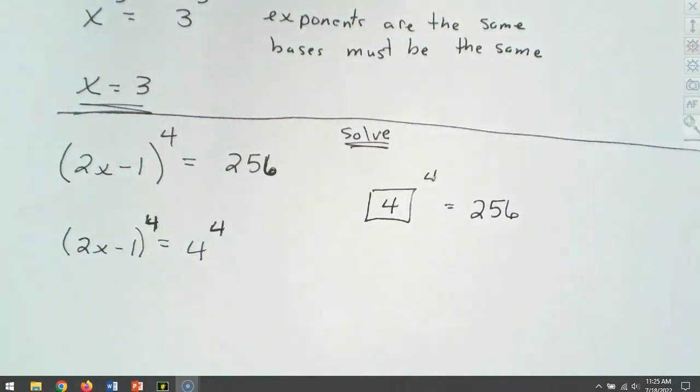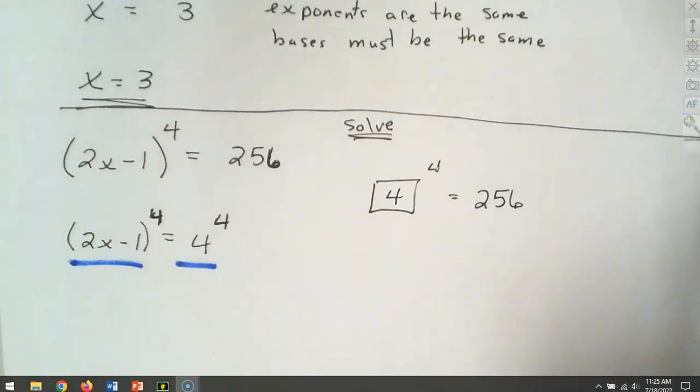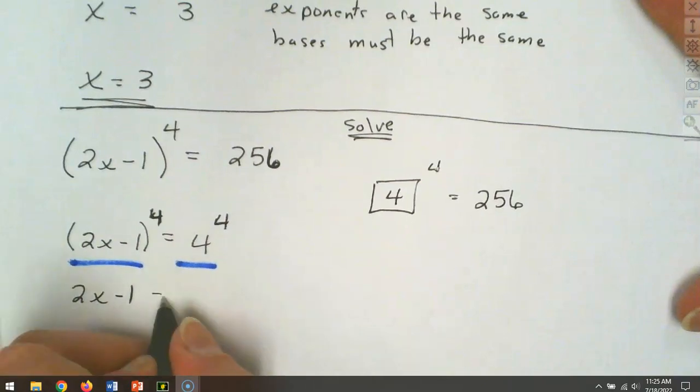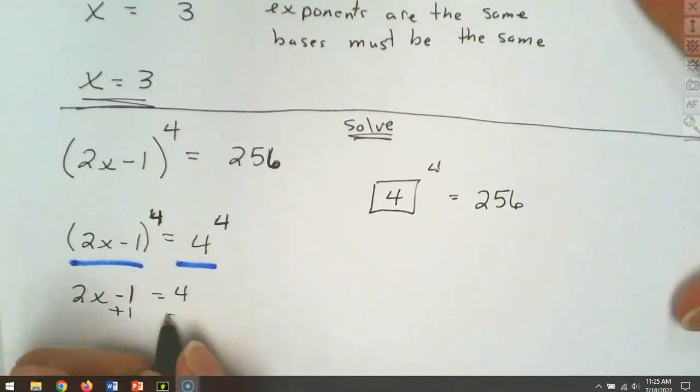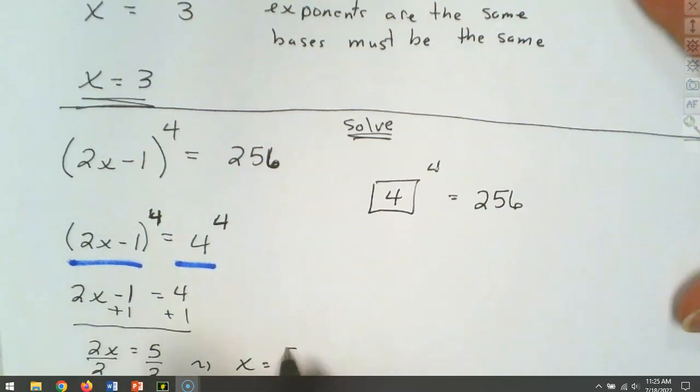And what do we know from here? Well, from here, we know that the exponents are the same, right? So the bases must be the same. So that means these two must be the same. So what's our equation now look like? It looks like 2x minus 1 equals 4. So we'll add our 1. So 2x equals 5. We'll divide by our 2. And so x now equals 5 halves. That's it.